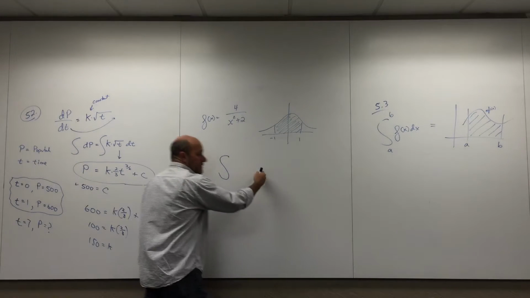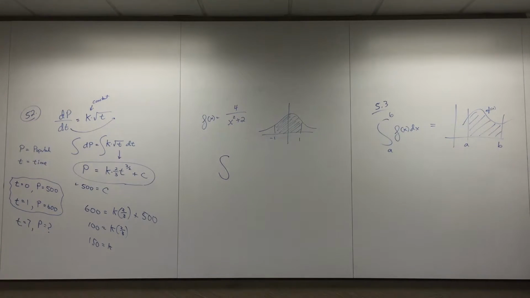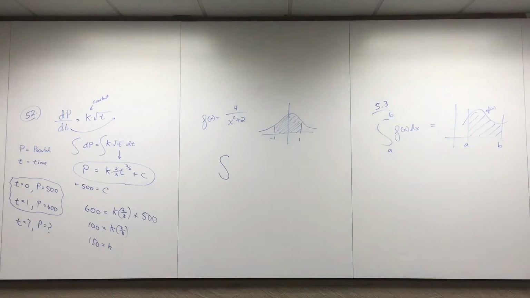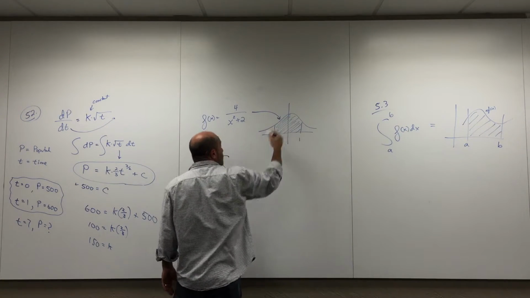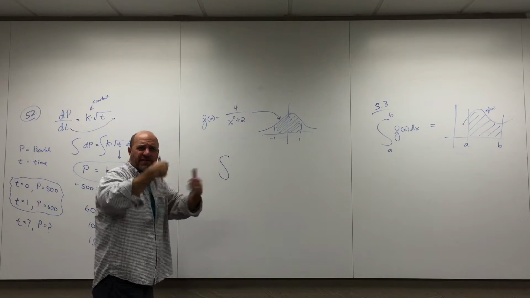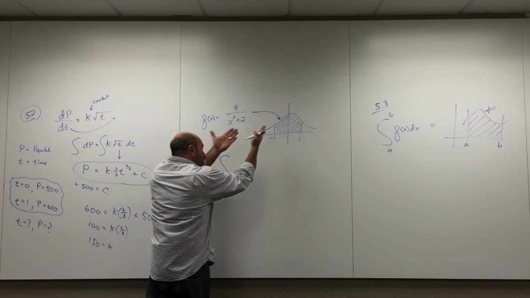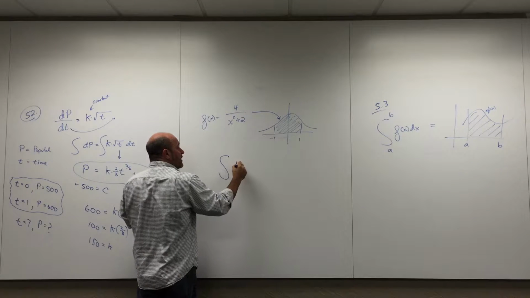What would you be integrating? 4 over x squared plus 2. That's right. Whatever the picture is, that's the function you're integrating. Some students get confused. Whatever's in the picture, that's the function you're integrating.